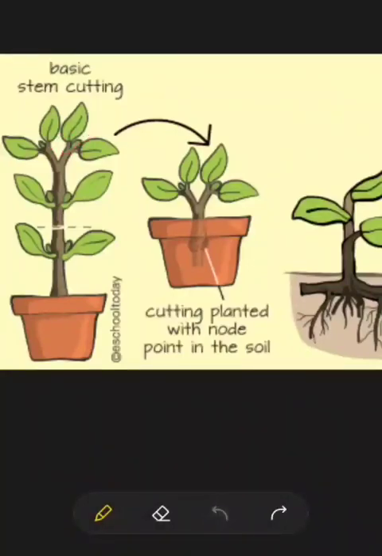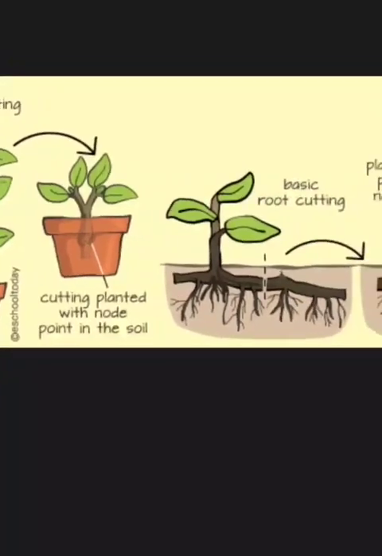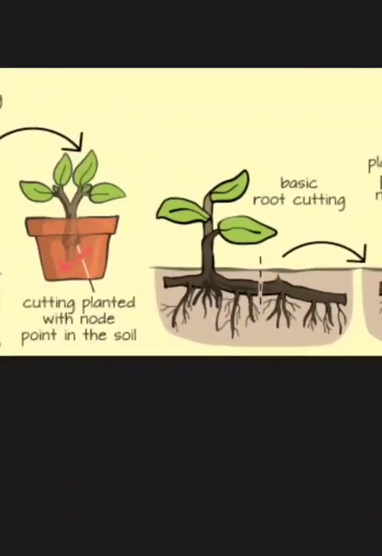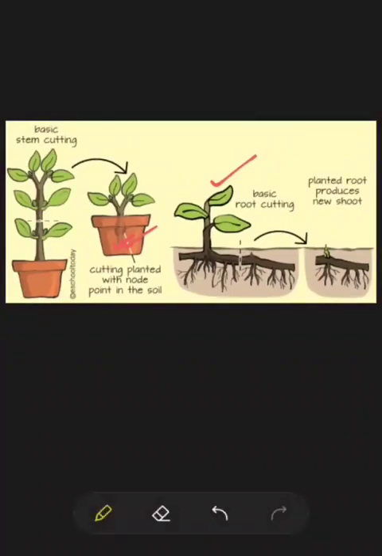So these are cut off and then they are planted in a separate pot in moist soil. Over a period of time, roots will start to come out from here, and as roots start to come, new leaves will also start to come, and then they will start growing as a separate plant, okay.